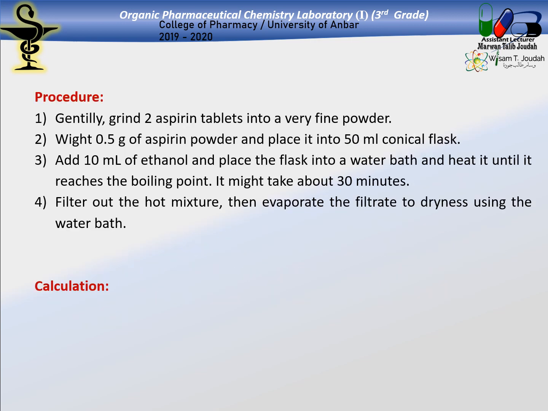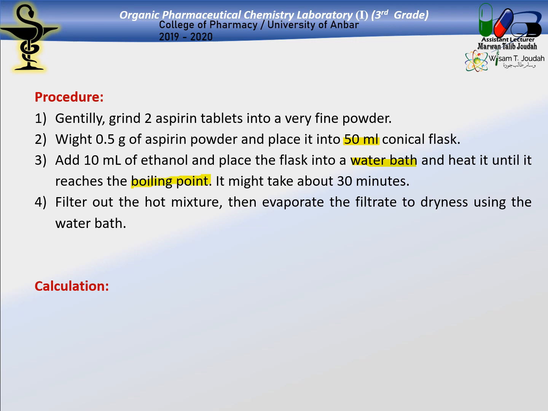البروسيجر كله سهله. Gently grind 2 aspirin tablets into a very fine powder. Weigh out 0.5 grams of the aspirin powder and place it into a 50 ml conical flask. The size of the conical flask نخليه بيها. Add 10 ml of ethanol and place the flask into a water bath. هنا أنا راح أخليه بالwater bath and heat it until it reaches the boiling point.